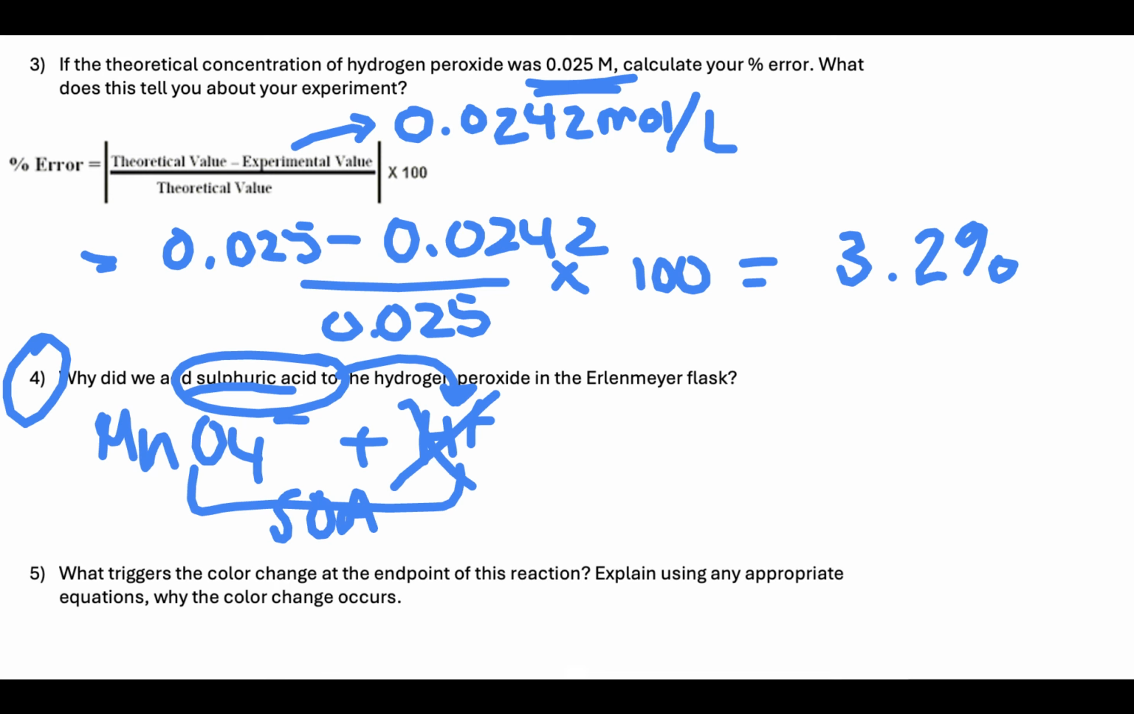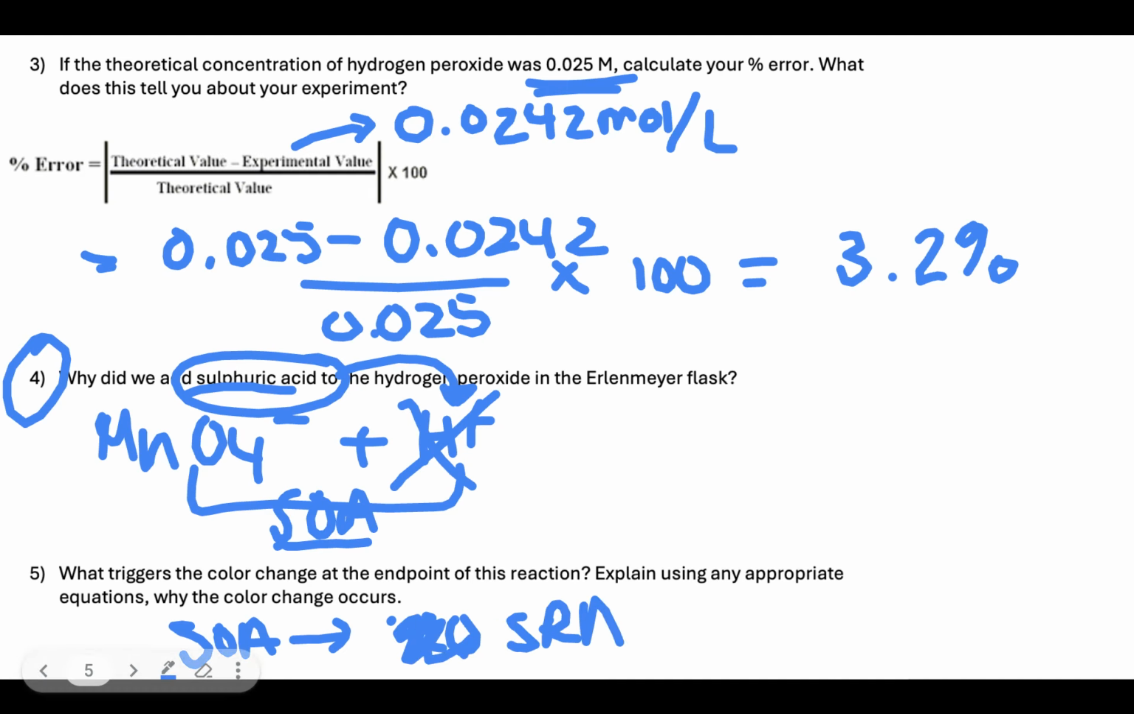And then the last one, what triggers the color change at the end point? Well, there's no more MnO4 and the hydrogen, so your strong oxidizing agent doesn't have any more of a reducing agent to react with. So you still have SOA being added in, but your strongest reducing agent is all used up. So without anything to react with, then that SOA, which is that bright purple color, will turn that solution purple.